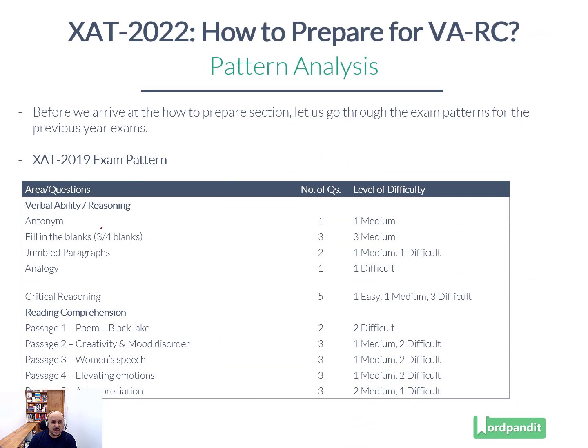The year before that, we got an antonym question. That seems like a rare exception, right? An analogy question and 3 fill-in-the-blank questions. So this was one of those exams which had 5 vocab questions and 2 jumbled paragraphs, and 5 critical reasoning questions. Critical reasoning is ever present in these exams, so that's one thing to keep in mind. 2019 was an exception rather than a norm, with 5 vocab questions and then again 5 RCs, including 1 poem.